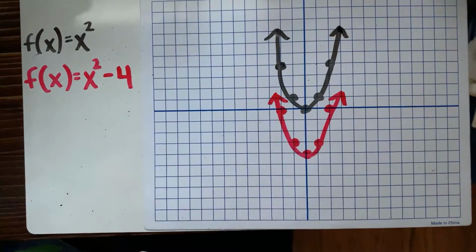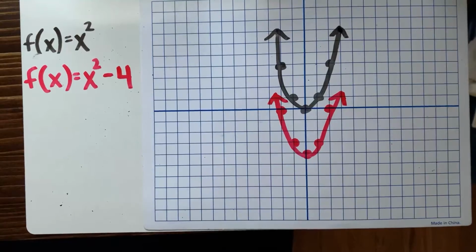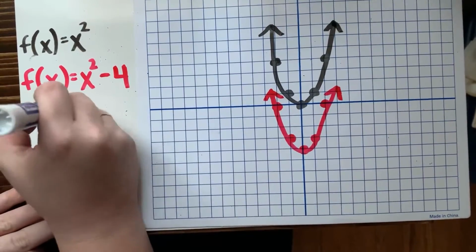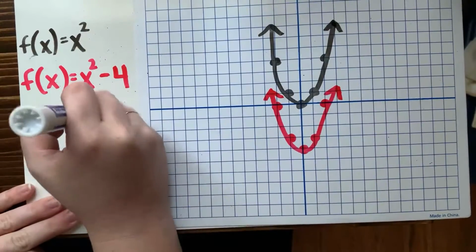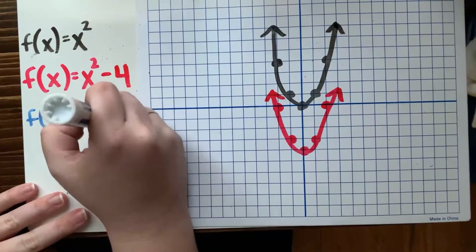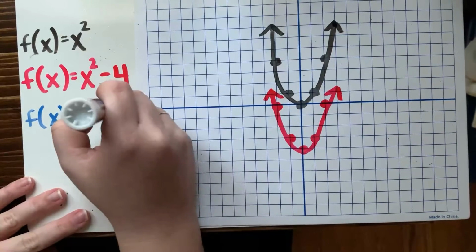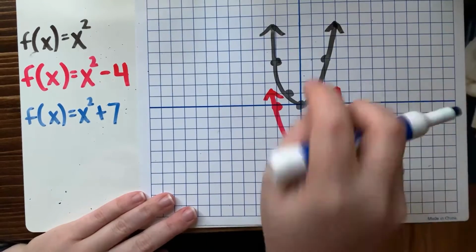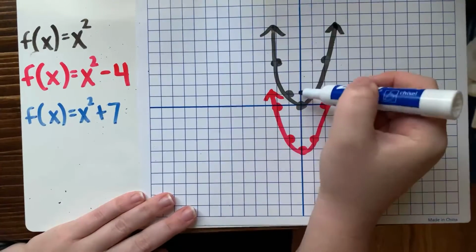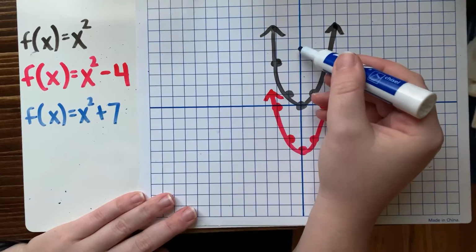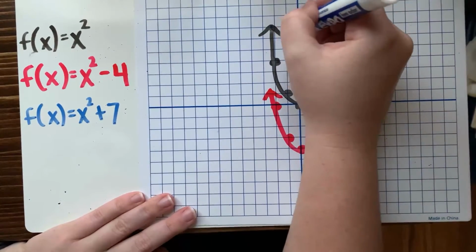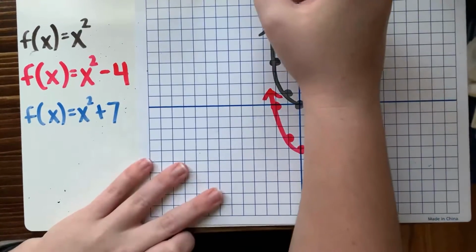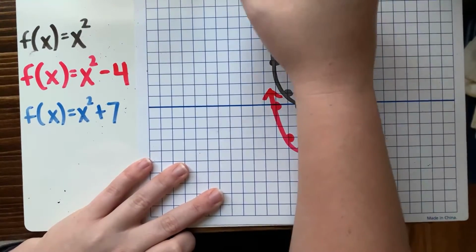We can also add to it to create a family member that goes up. So f of x equals x squared, let's say, plus 7. Starting from the origin, I'll take my graph and it's like I'm picking it up and moving it. So 1, 2, 3, 4, 5, 6, 7. And now my next family member is right here.